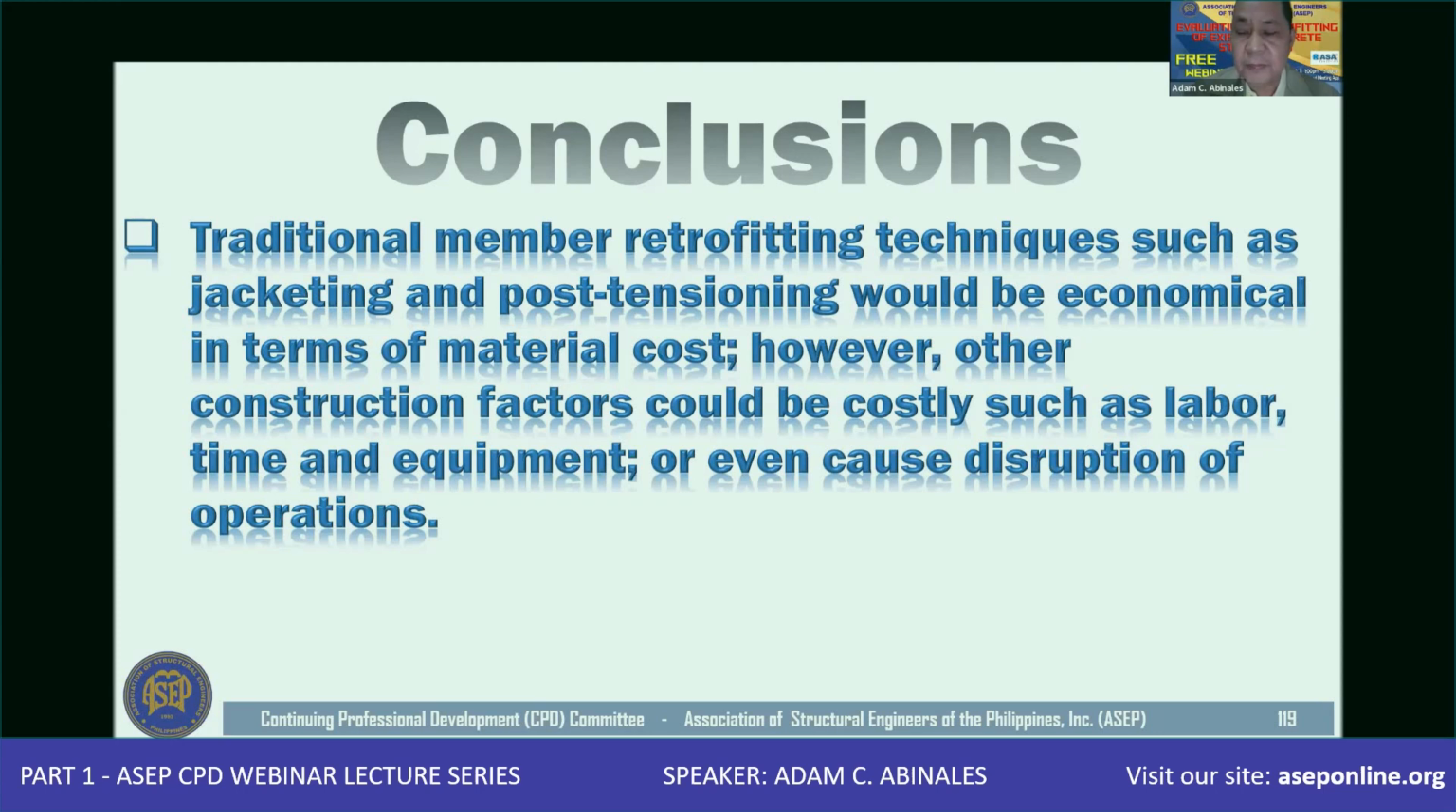That is an office building, a government building, where you cannot simply disrupt the operations, because it is a vital government agency building, and the cost of relocating the occupants of the building would be additional cost to the first scheme.